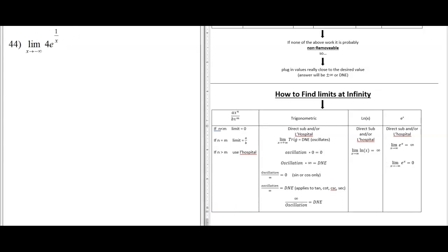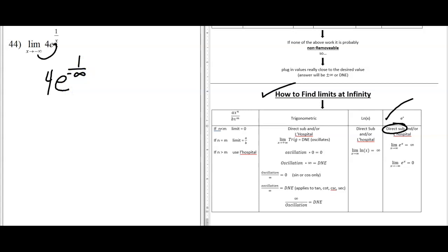Let's do another one here. So we're taking another limit at infinity, and it's an e to the x problem, so we're going to follow this route. We're going to start by doing direct sub. If necessary, we'll do L'Hopital, but we might not have to do that. Let's see. So let's go ahead and plug it in here. I'm going to end up with 4e over this.